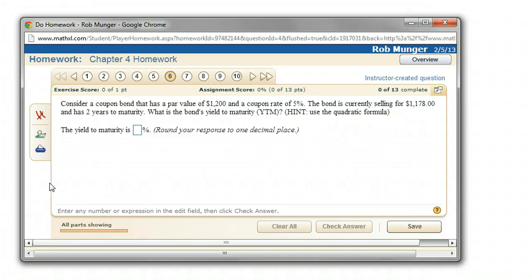Hey everyone. So I just wanted to explain how to do one of the problems on the homework. It asks you to use the quadratic formula. That's how you can identify it.